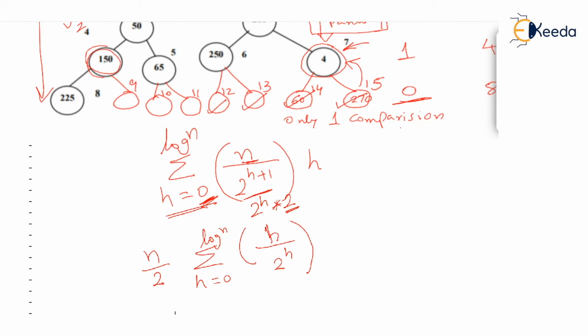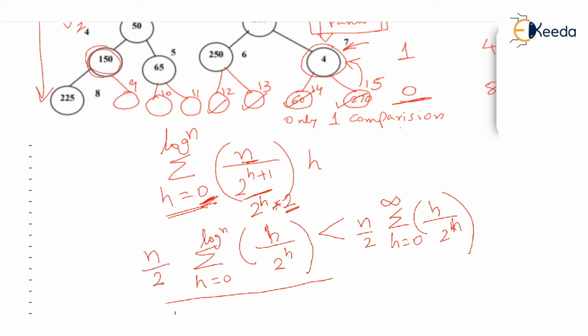Now I am going to do something which should not shock all of you. I am going to write this value is definitely less than n by 2 into summation of h equal to 0 to infinity. Check that I have replaced this log of n to the base 2 with infinity. What are we summing up? h upon 2 raised to h. Just check that. How dare I change this log of n to infinity?